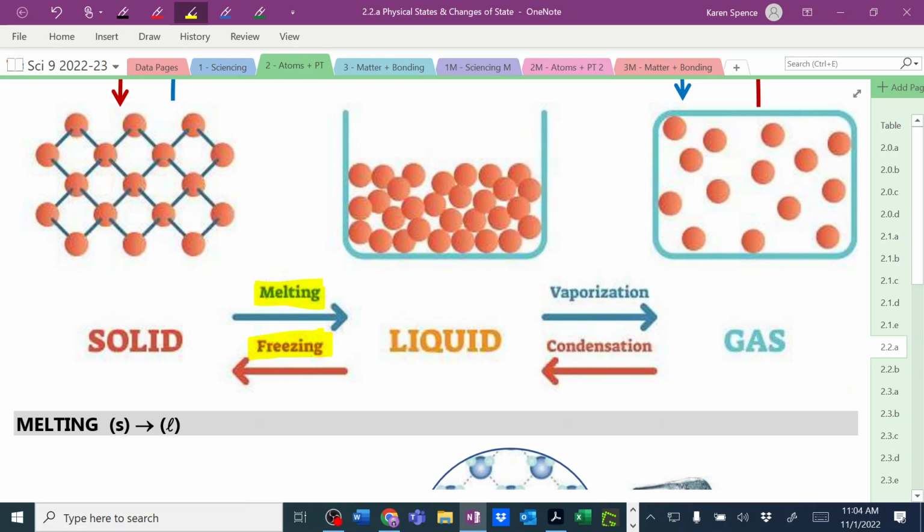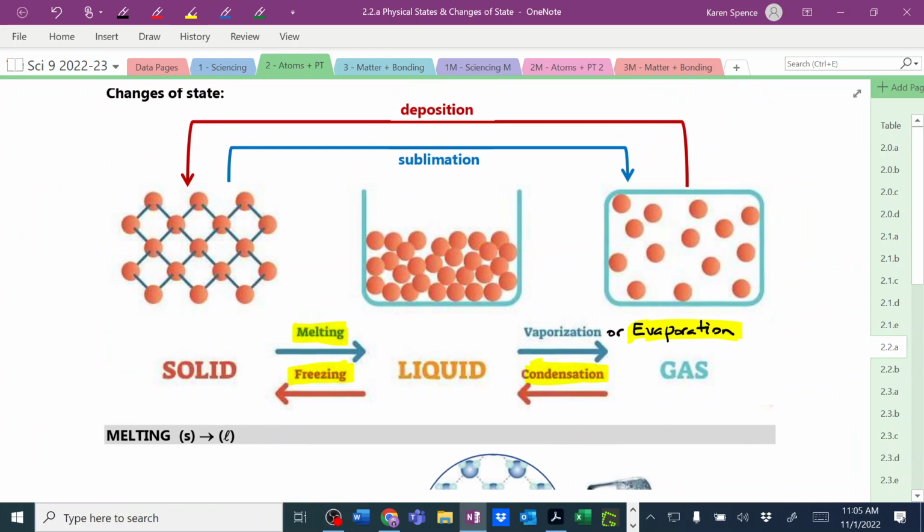Okay, what is it called when you go from a liquid to a gas? Vaporization, or what else? Evaporation. Okay, so vaporization or evaporation. When it goes from a gas to a liquid, that is called condensation. Hopefully those ones are familiar to you, but you might find that the next two are a little bit strange.